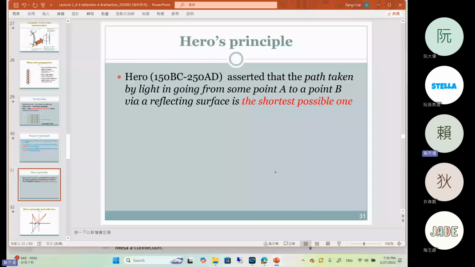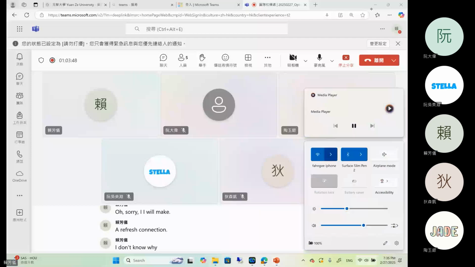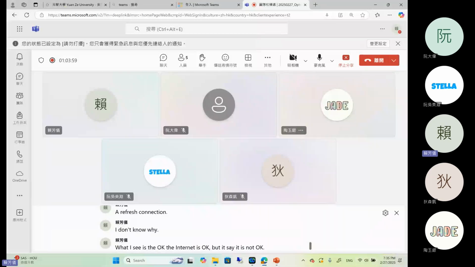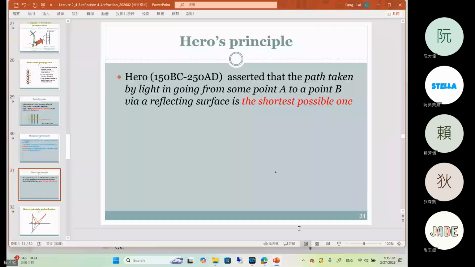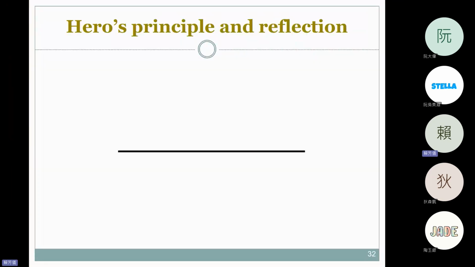Sorry, I will make a refresh connection. I don't know why. What I see is the internet is okay, but it says it is not okay. Okay. Oh, okay, here.